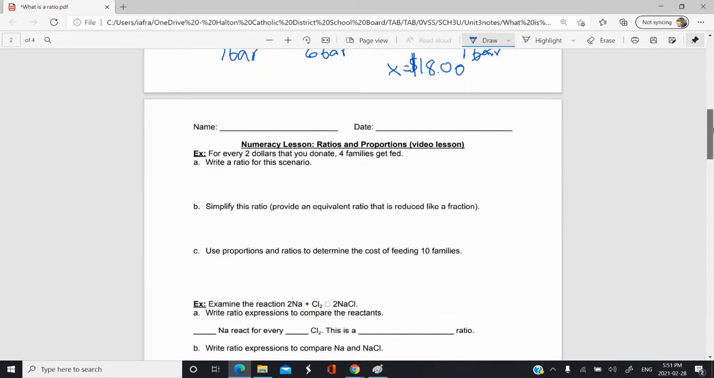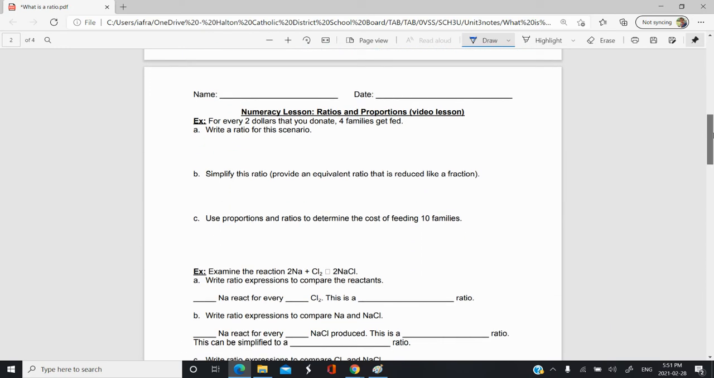So let's do a few more problems together. And like I said, you can always pause the video and try it yourself and speed things up if you're really comfortable with this and you know the format that we're doing. For every $2 that you donate, 4 families get fed. So let's write a scenario for that, a ratio for that scenario. Let's do a ratio for number of families fed to cost. So we'll put number of families first and then cost after.